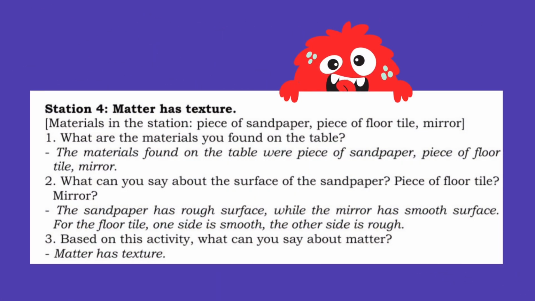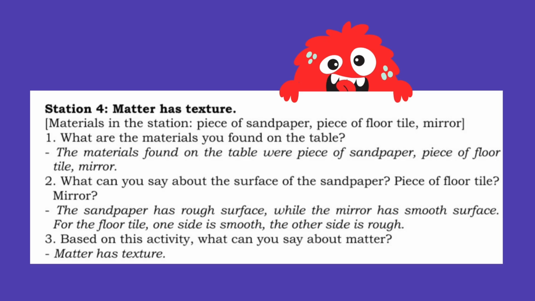Okay, and for the last station, matter has texture. Materials for this station, we have, for example, a piece of sandpaper, yung liha, a piece of floor tile, if may available kayong tile, and we also have a mirror. What are the materials you found on the table? We have a piece of sandpaper, a piece of floor tile, and a mirror. What can you say about the surface of the sandpaper? Of course, rough yung surface nun. Yung floor tile, okay, smooth din, no, yung surface ng floor tile.